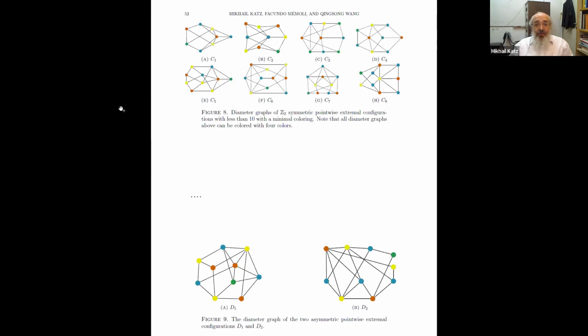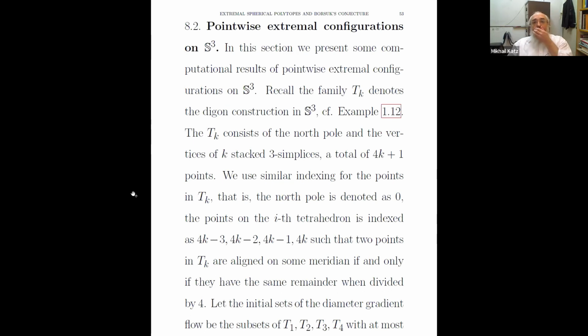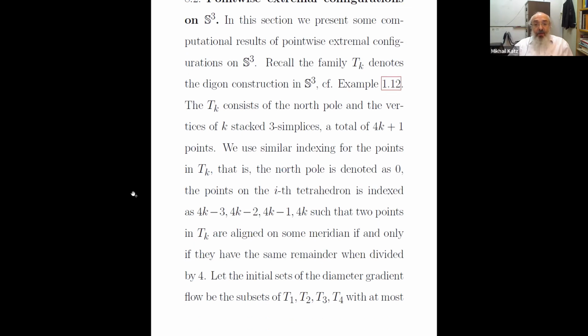But we also did some work in... So these are the diameter graphs of these configurations. But in higher dimensions, we also did some calculations and developed examples with anti-self-polar polytopes. So far, there are no counterexamples. They all have chromatic number 5, as predicted by Borsuk.